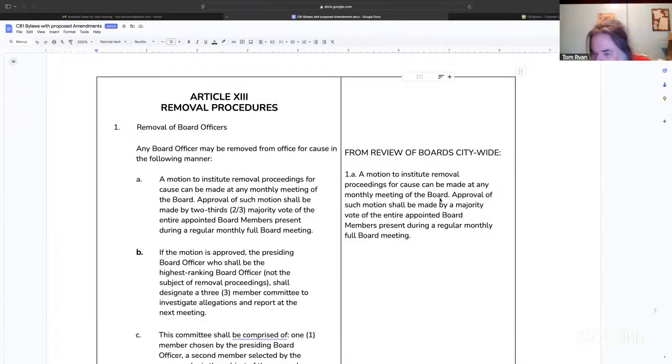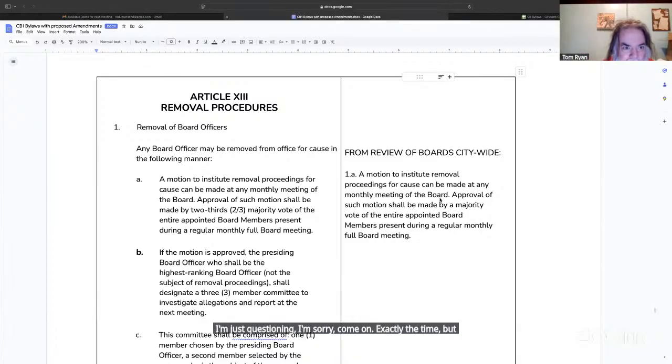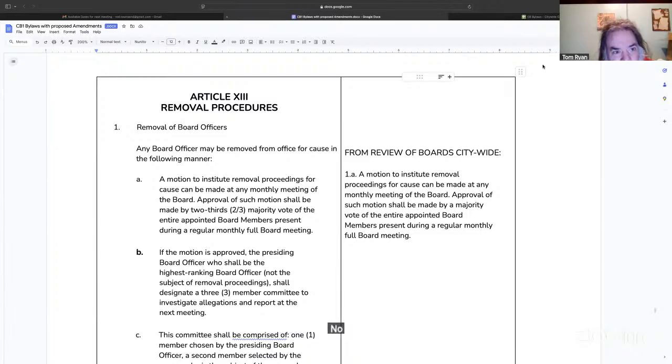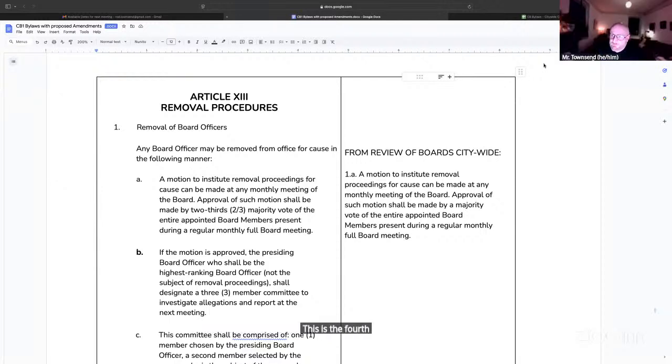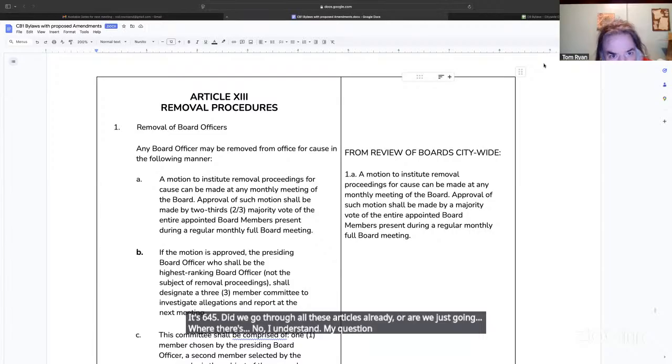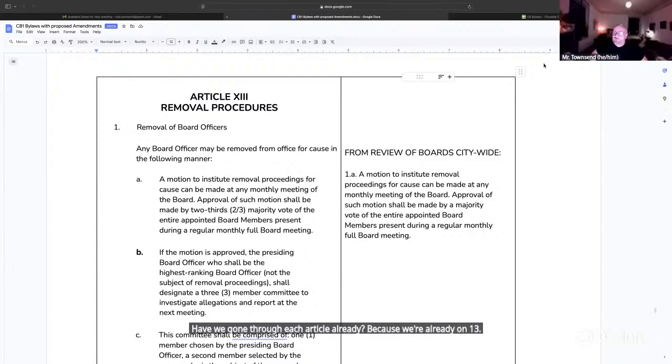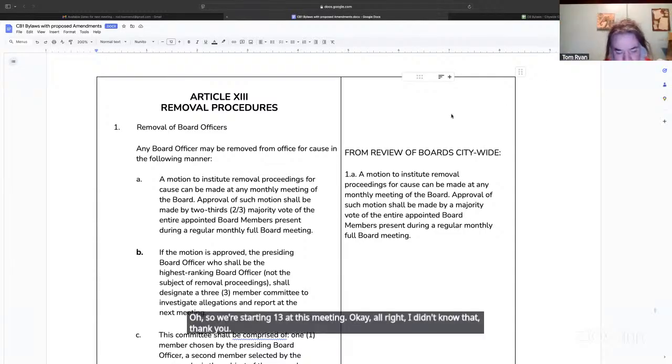Tom: I'm just questioning, I'm sorry I didn't come on exactly at time, but 15 minutes, we're all the way up to Article 13. Is that correct? Did we go through everything already? I'm sorry, I did not hear all of that. Can you please repeat your question? My question is, I see on the board, we're on Article 13. It's 6:45. Did we go through all these articles already? Well, this is the first meeting that we've had. No, I understand that. My question is at this moment, have we gone through each article already? Because we're already on 13. In the first 3 meetings, we went through Articles 1 through 12. We are now on 13. Oh, so we're starting 13 at this meeting. Correct. We're not rehashing. Okay, all right. I didn't know. We have done everything else previously. Thank you. Yes. Okay.